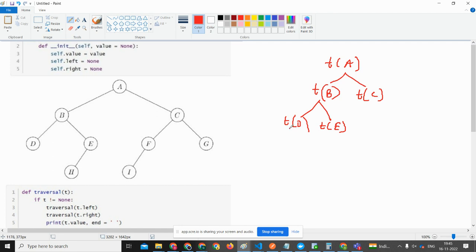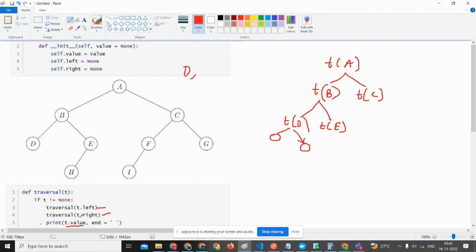So t of D, what is traversal of t of D? It is none, right? It's none. What about the right? Right also none, right? So if both left and right are none, you got the point. Now it is going to print the value, t dot value. What is the value? D. It is going to print D.